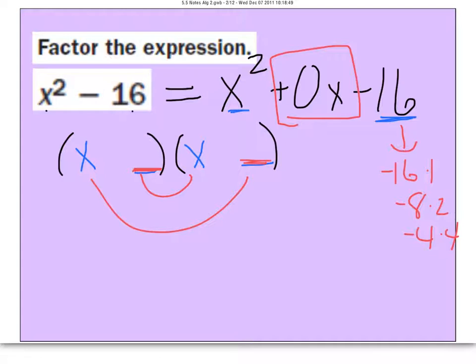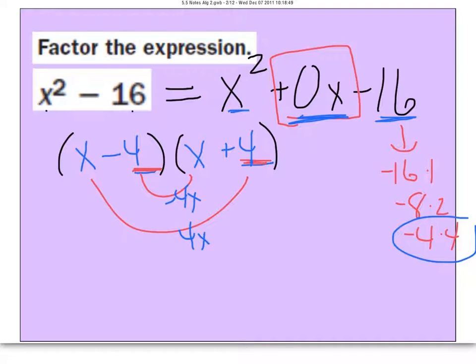Well, the key on this one is it does end up being the negative 4, 4 combo. Let me show you. So negative 4 and x is negative 4x, x and positive 4 is 4x. Those two add to 0x, which gets us the middle term.